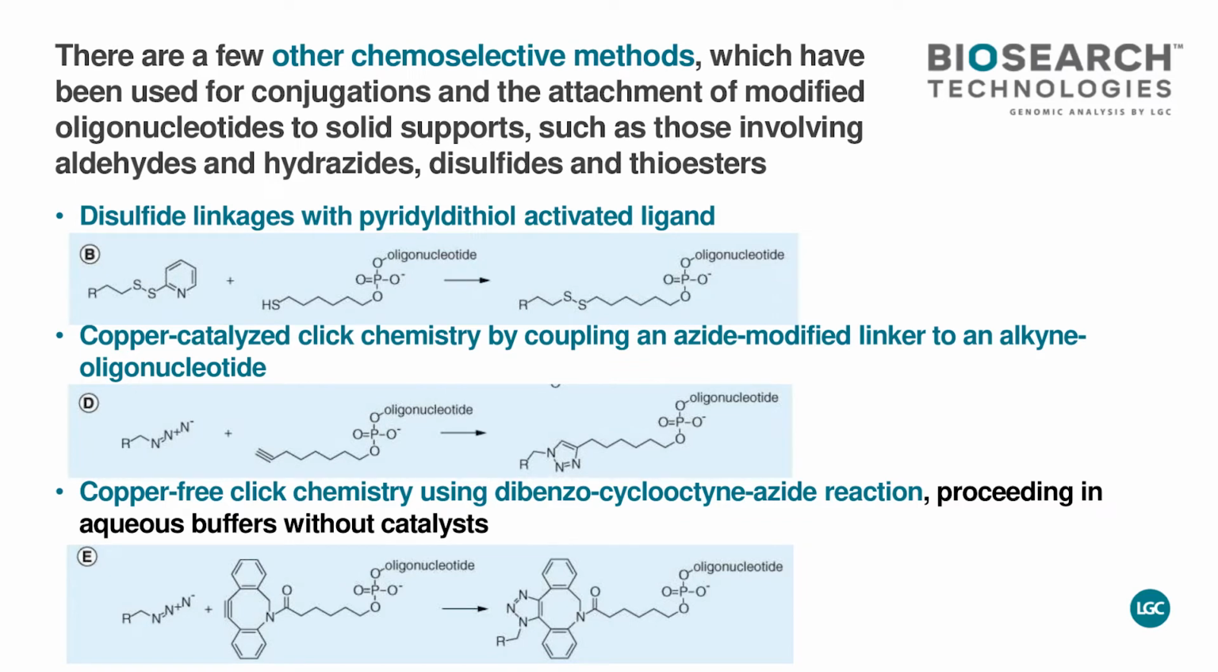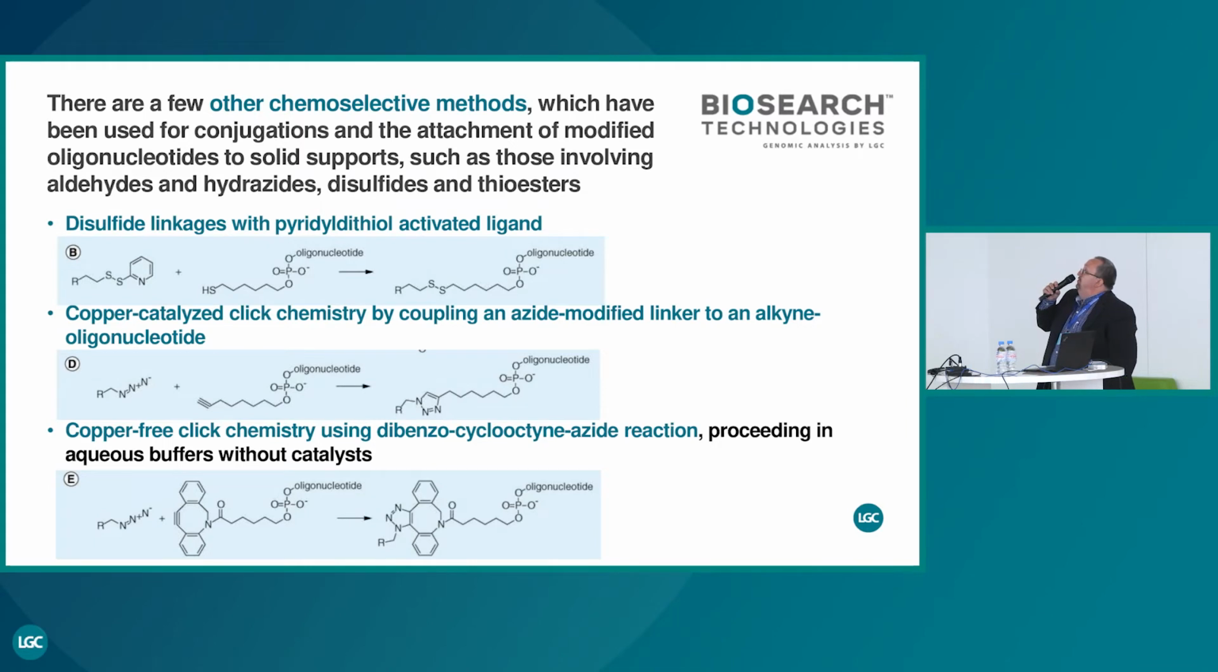There are other chemoselective methods. In terms of a thiol, you can use dithiol, pyridyl dithiol, and you can follow the same process. There is also the click chemistry. You have already heard about click chemistry. What is it? You have an alkyne on the oligonucleotide, and you have an azide on the thing you want to add, and you make the reaction between them. The azide can be quite simple, as in the first one I showed you, or it can also be a dibenzocyclooctyne azide. Sorry, I say acid because I'm from France, from Belgium.